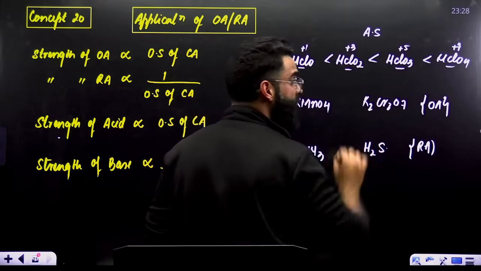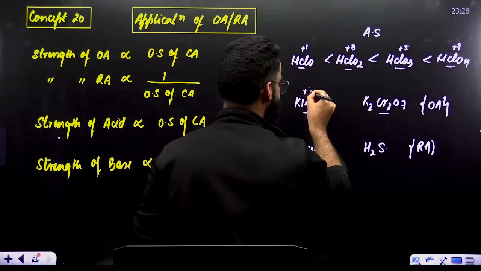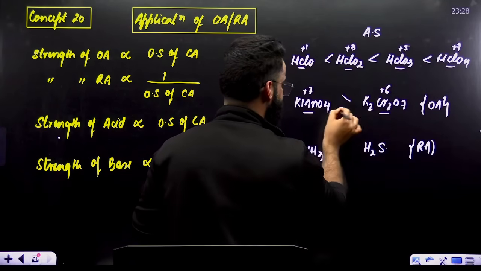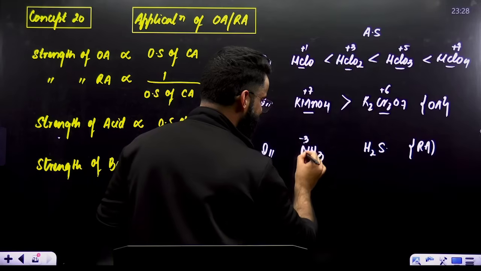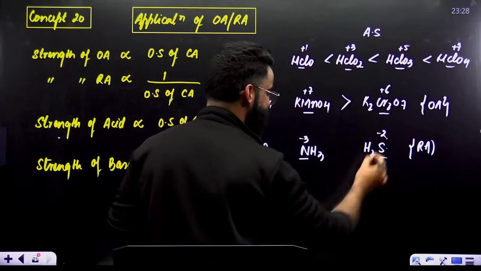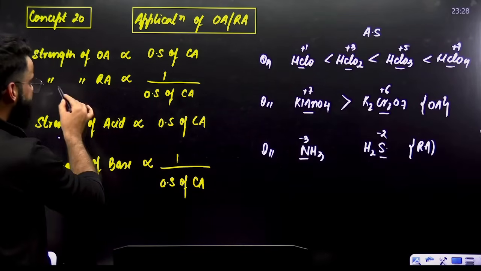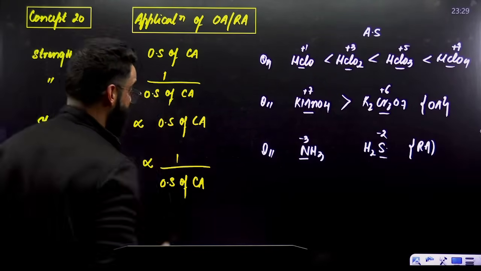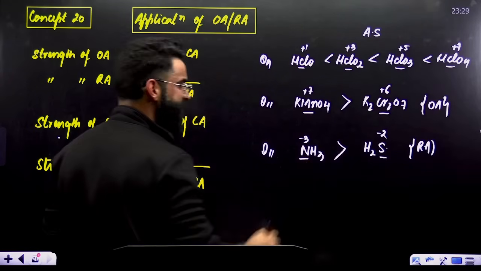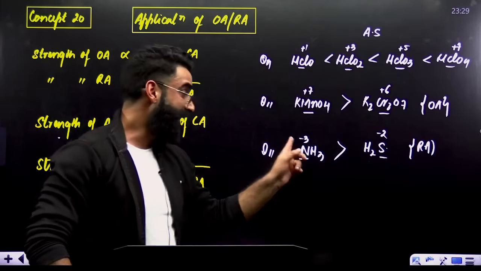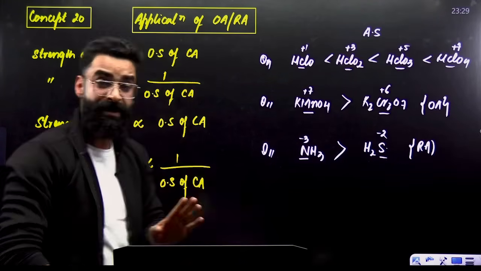Here you have to give the order of oxidizing agent. Which one is strong oxidizing agent? Calculate the oxidation state of central atom. So this is +7, this is +6. More the oxidation state on the central atom, stronger is the oxidizing agent. Oxidation state of nitrogen, here is -3, here sulfur is -2, right? We have to give the order of reducing agent. So strength of reducing agent is inversely proportional to oxidation state of central atom. So lesser the oxidation state of the central atom, more is going to be its reducing nature, right? I mean, stronger is going to be the reducing agent. Pretty much simple. So 20 concepts till now.